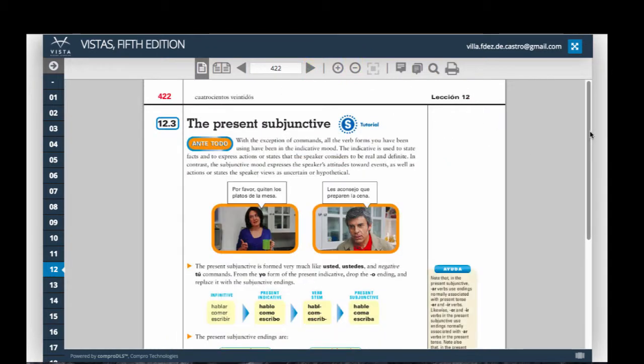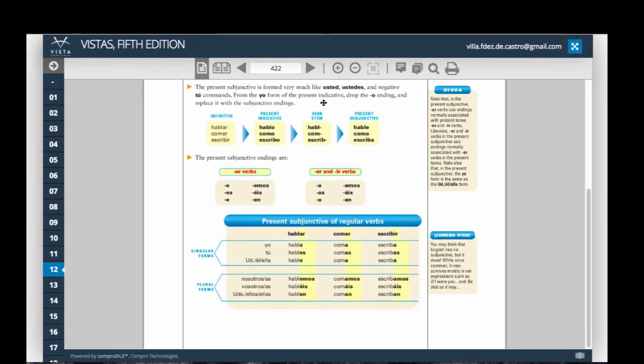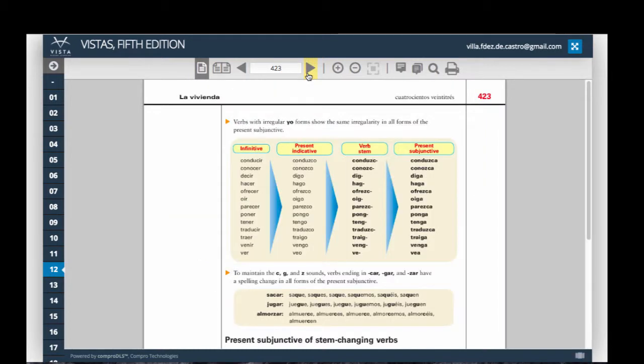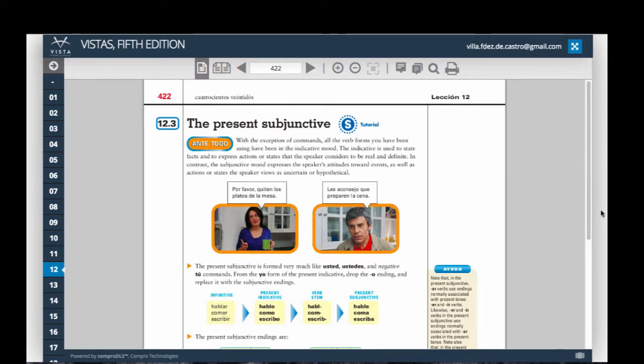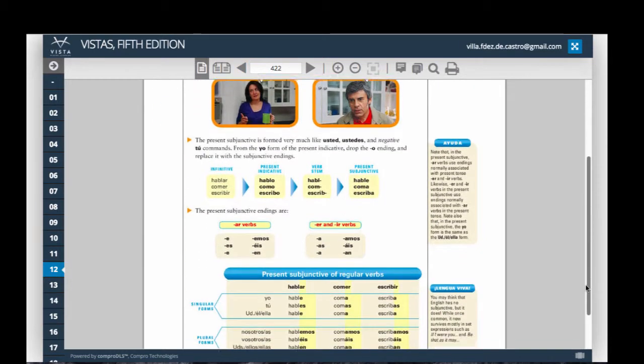Next, the present subjunctive. The present subjunctive is a mode that conjugates similar to the command. So please read the explanation of what it is used for. The present subjunctive is used for specific cases of making recommendations and requests, expressing hope, desire, and more.